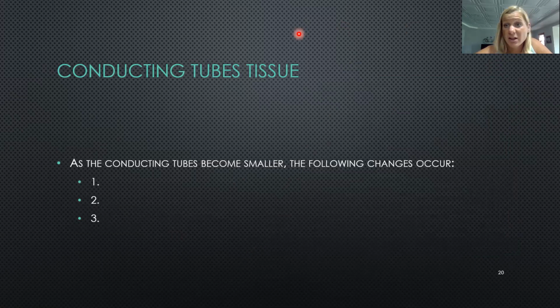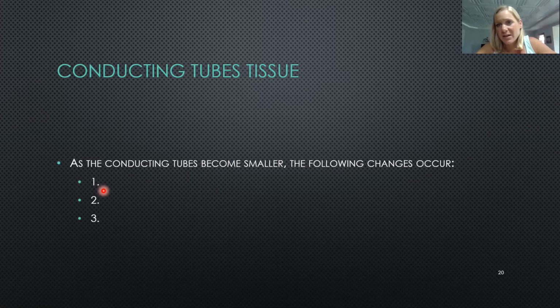So what's going on with the tissue? So again, if we were to zoom in under a microscope, what's going on with the tissue within these conducting tubes? Okay, so as the conducting tubes become smaller, the following changes will occur. Number one, the supportive connective tissue changes. So cartilage rings in the trachea are replaced by plates of cartilage as the main bronchi enter the lungs. Okay, so again, imagine that you had these C-shaped rings, and then they're going to get a little bit smaller and smaller until they're just a little flattened piece, basically.